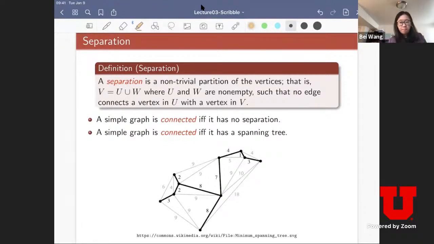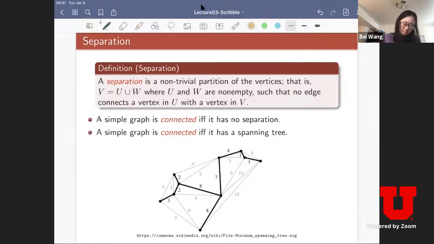So now the definition of a separation of a graph is a non-trivial partition of the vertices. That is, I'm going to separate the vertices into two sets such that their union is the whole vertex set, but there's no edge connecting a vertex in the first set to a vertex in the second set, okay? So obviously, the concept of separation is connected to the notion of connectedness. A simple graph is connected if and only if it has no separation, right?